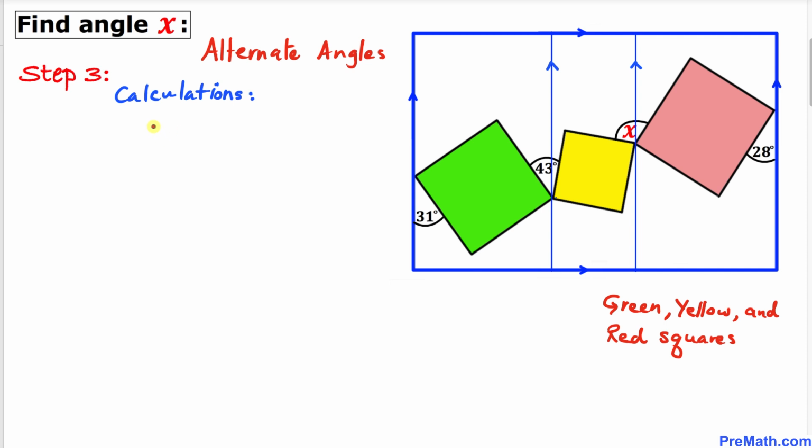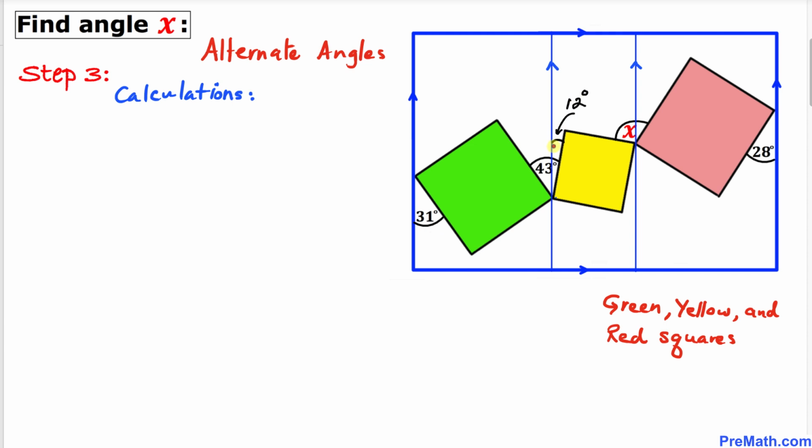And here's our next step. Let's go ahead and do the calculations now. We know that this angle is congruent to this angle, and if this angle is 31 degrees, this angle has got to be 31 degrees as well. But we know that the whole angle is 43 degrees. Therefore, this tiny angle, this one, is going to be the difference of 43 minus 31. So that is going to make 12 degrees.